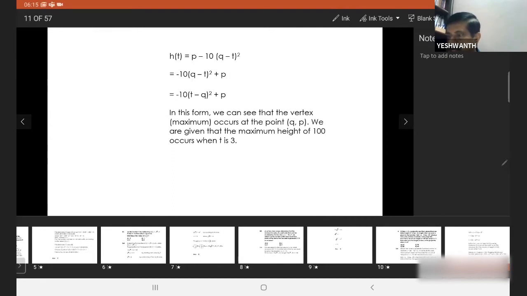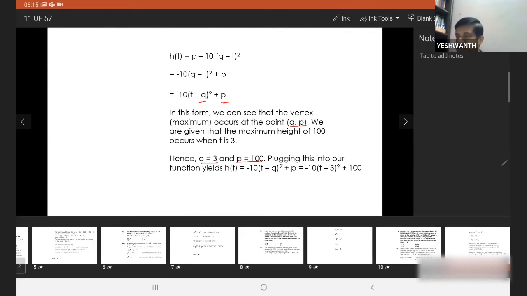So this q minus t or t minus q doesn't matter for us. So the vertex will be q comma p. That is the vertex we have written here. Given that the maximum height is 100, which occurs when t equals 3, that means q equals 3 and p equals 100. This is what we have written.